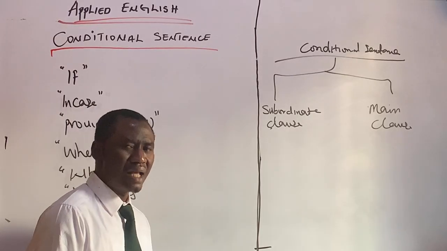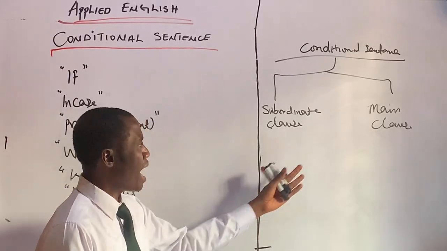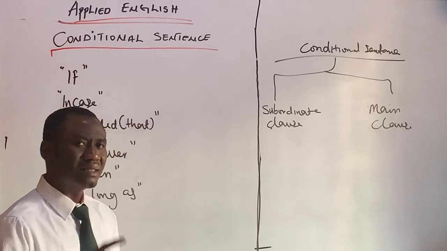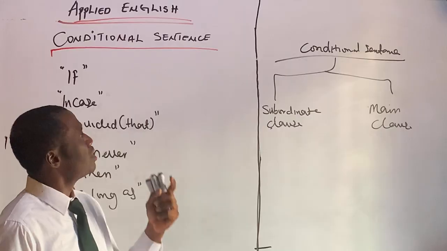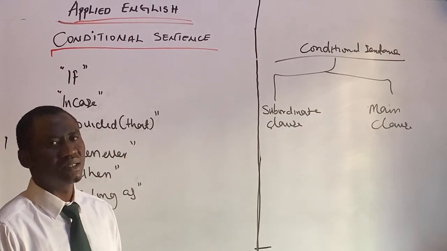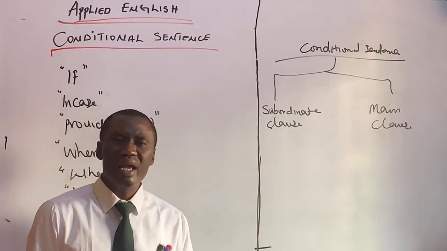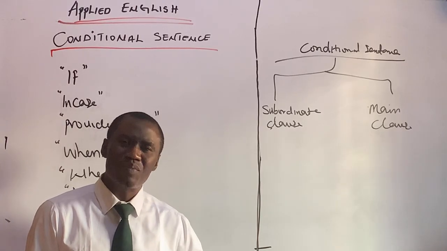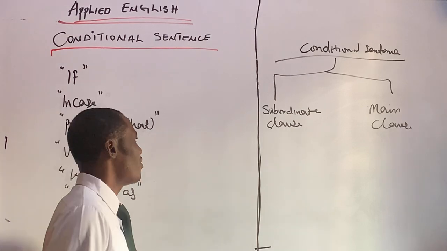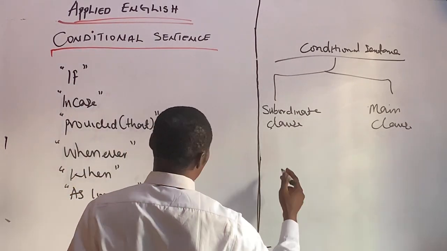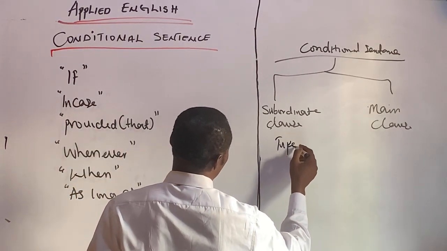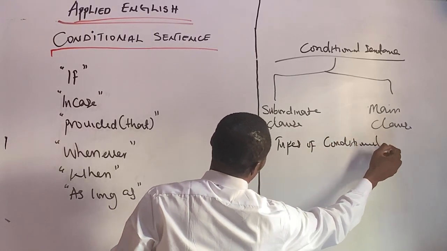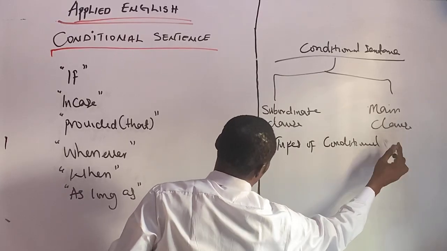When we go through this class, you will understand what I mean by the main clause and the subordinate clause. I take the definition again: a conditional sentence is simply referred to as a hypothetical situation, condition, and its possible outcome. So we have types of conditional sentence, not clause.